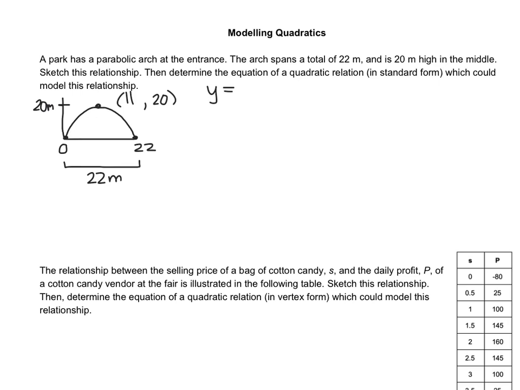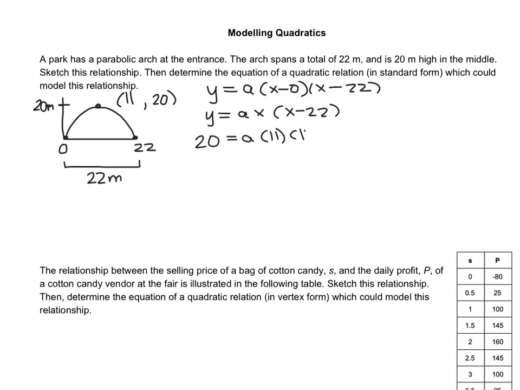So y equals a(x minus 0)(x minus 22). Now this x minus 0 is pretty useless in that anything minus 0 is itself. So I'm going to rewrite this as y equals a times (x minus 22). Now, I've used my zeros, now I can use my vertex as that random point to help me find my a value. So instead of y, I'm going to put 20, and instead of x, I'm going to put 11.